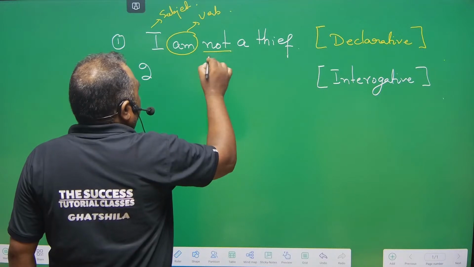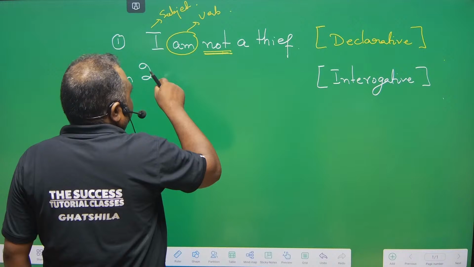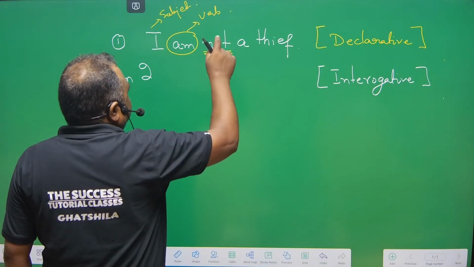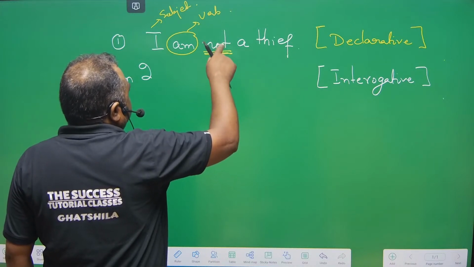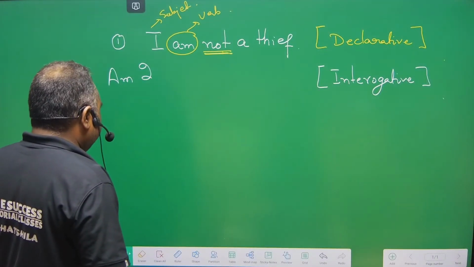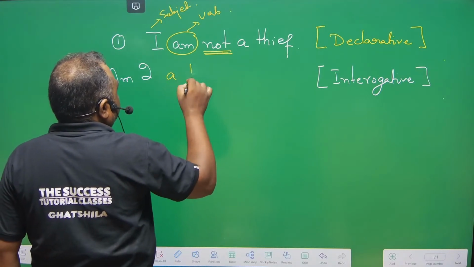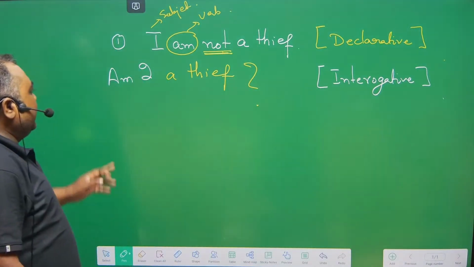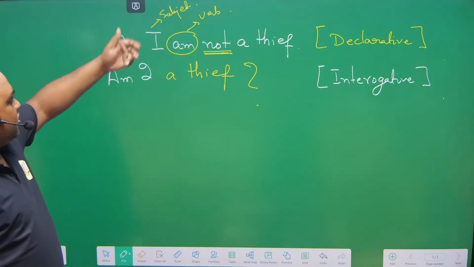Here, not, you have to omit. You remember one thing: if not is there in a declarative sentence, then while you convert this declarative sentence into an interrogative sentence, you have to omit this word, not. Am I a thief? Question mark. Am I a thief? This is the interrogative form of this declarative sentence.